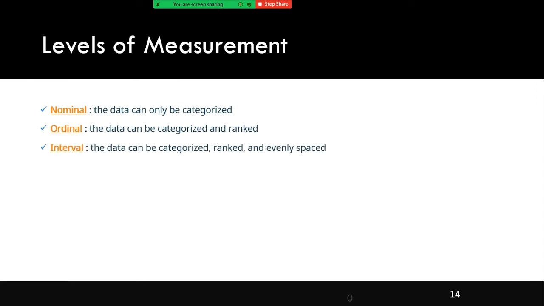So in the case of nominal, the data can only be categorized. Ordinal, the data can be categorized and ranked. Interval, the data can be categorized, ranked, and evenly spaced. Ratio, the data can be categorized, all these things, and has a real and natural zero. If somebody says zero balance in my account, yes, it has a natural zero, okay? Nothing is there.